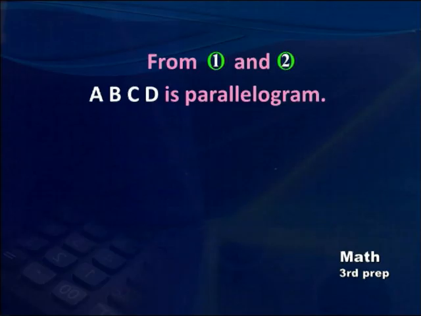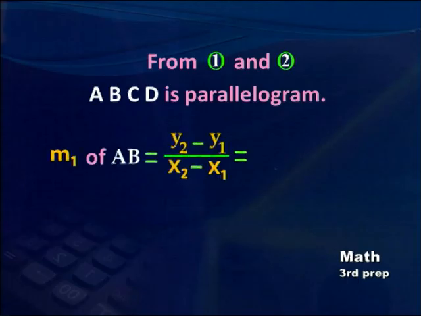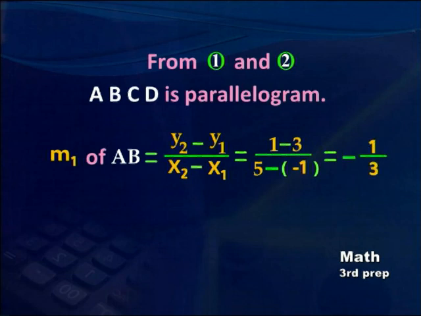perpendicular to each other. Then we are going to find the slope of AB first: y2 minus y1 over x2 minus x1. By substituting, it is (1 minus 3) over (5 minus negative 1), to obtain a result of negative 1 over 3.